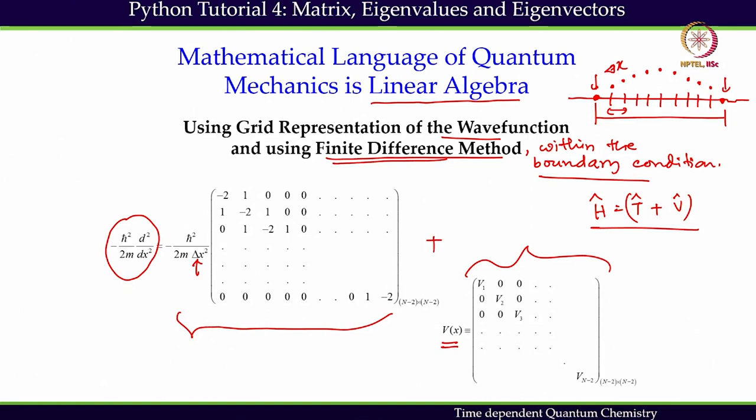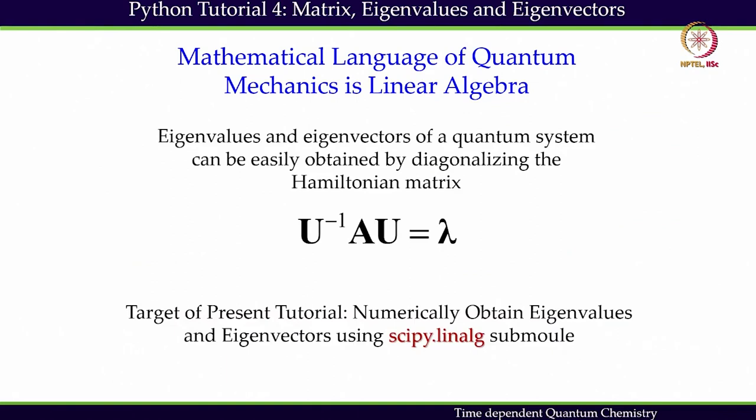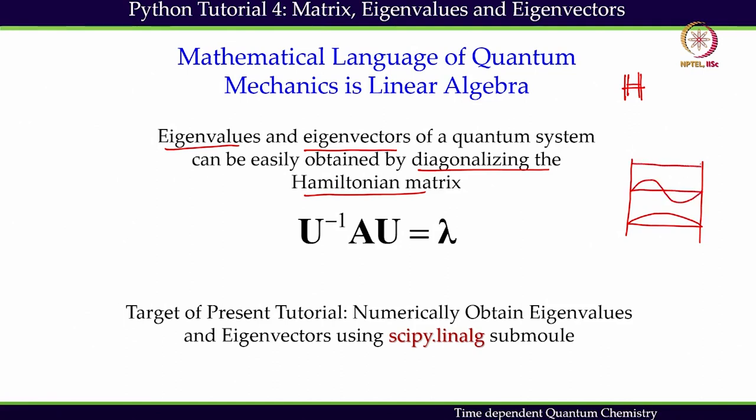Once we get this total Hamiltonian matrix in the grid representation, which is nothing but the pseudo-spectral representation of the wave function, we can diagonalize the Hamiltonian matrix to obtain the eigenvalues and eigenvectors. And eigenvalues and eigenvectors are the spectrum of the quantum system. So, if it is a one-dimensional box problem, then this is the ground state, then the excited states, and all the states can be explored, and each state corresponds to an eigenvector and eigenvalue of the particular Hamiltonian representing the quantum system. So, we get the entire spectrum, or the stationary states of the quantum system.